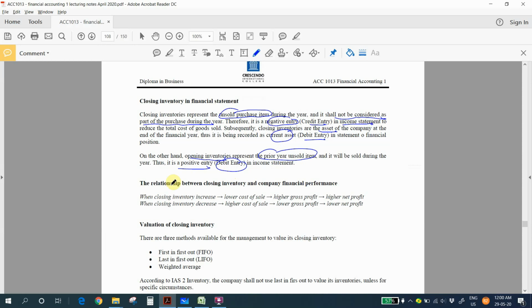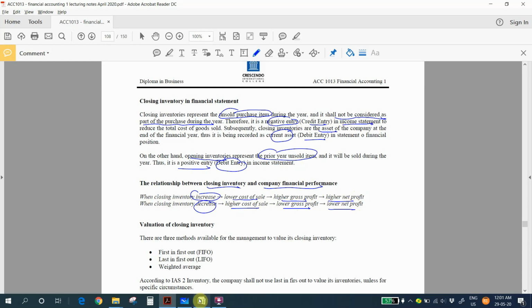So let's take a look at the relationship between your closing inventory and the company financial performance. If the company has a higher closing inventory, it means that they will have a lower cost of sales, higher gross profit, and higher net profit. On the other hand, if the company has a lower closing inventory, this will bring to higher cost of sale and then lower down the gross profit and lower down the net profit.